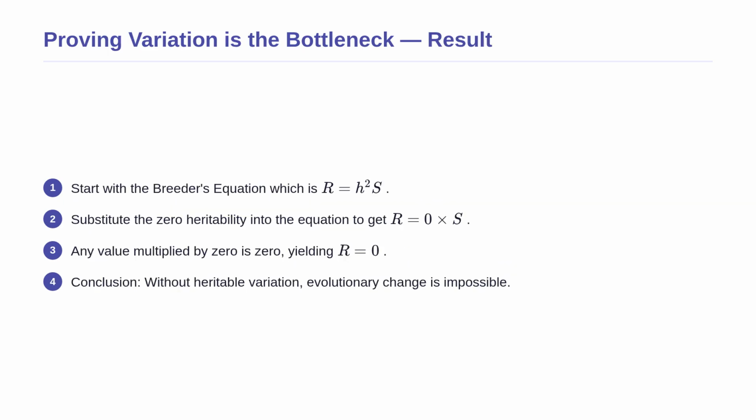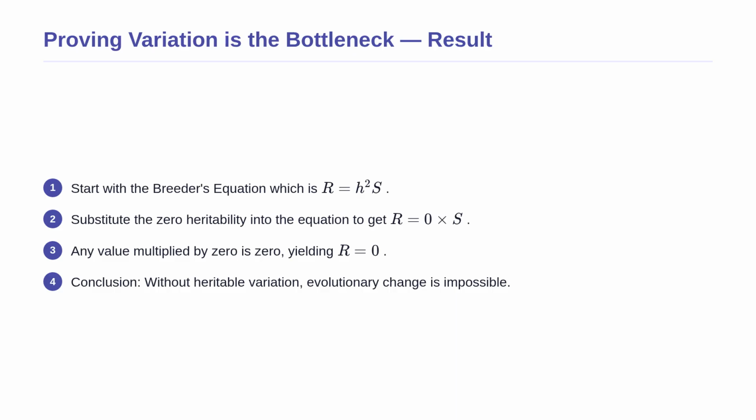Continuing with our assumption of 0 heritability, let us see what the mathematics dictates. We start with the breeder's equation, where R equals H squared times S. We substitute our heritability value of 0 into the equation. Now, we're multiplying 0 by our large selection pressure, S. As we know from basic algebra, any value multiplied by 0 is exactly 0. Therefore, the evolutionary response R is 0.